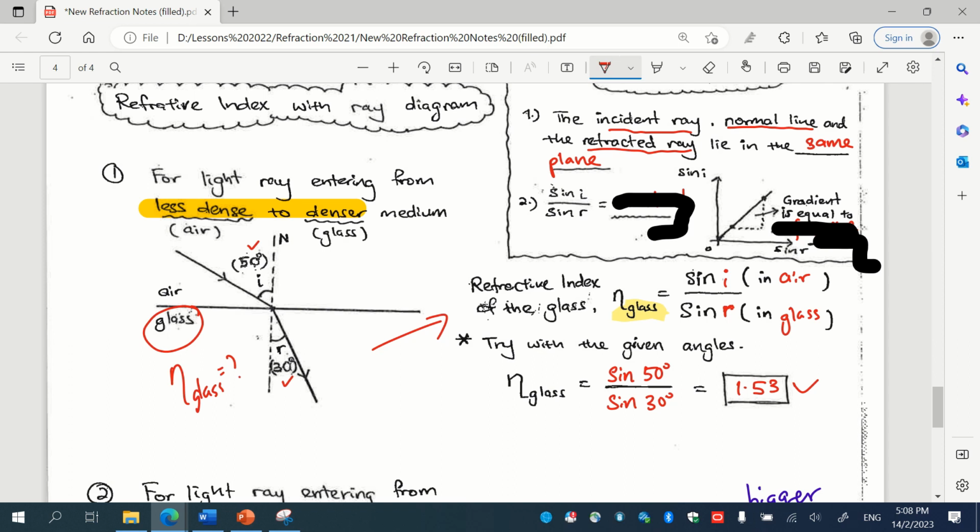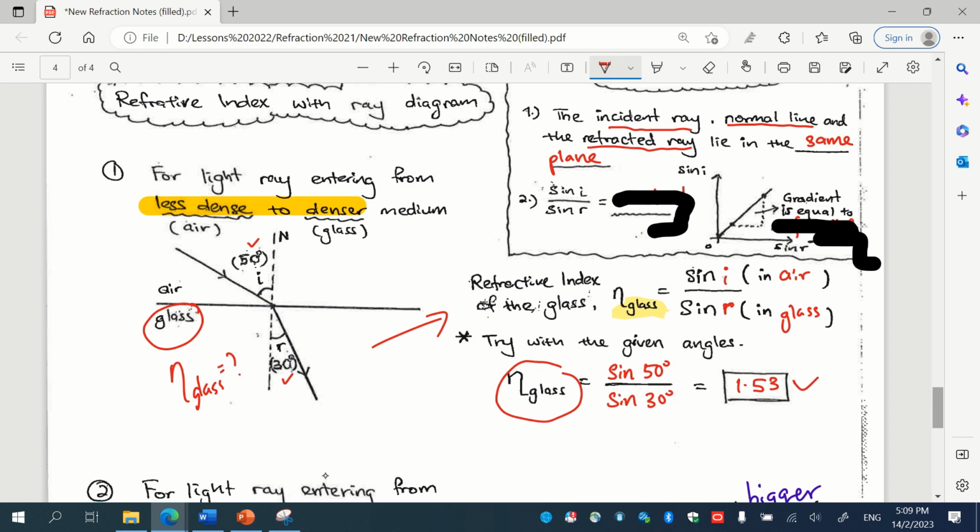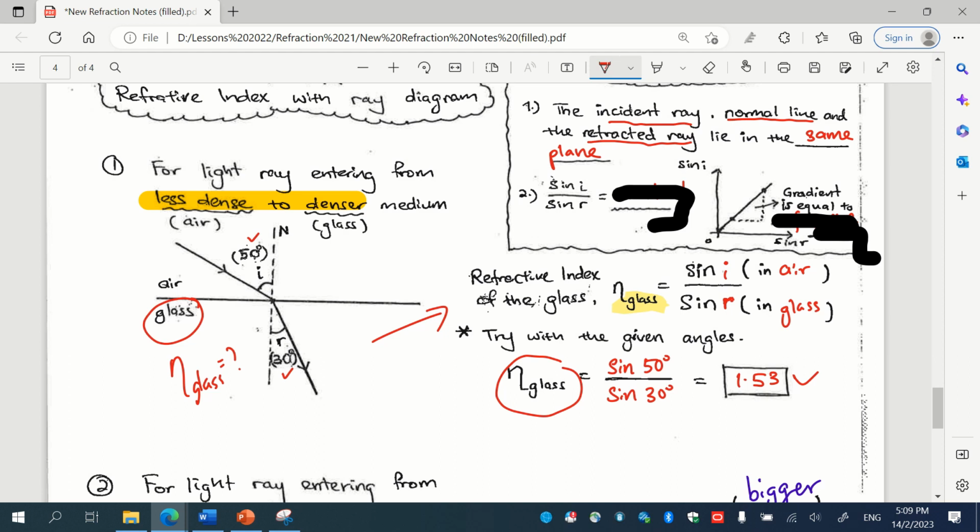1 point something tells me that this glass has a higher density than air. Because air is 1.00, then glass must be 1 point something already. Okay, so you should not get 0 point something. All right. Okay, now try this one. Now, you see, this formula only works for incident angle I in the air. Incident angle I in the air here. And then the R is in the glass.